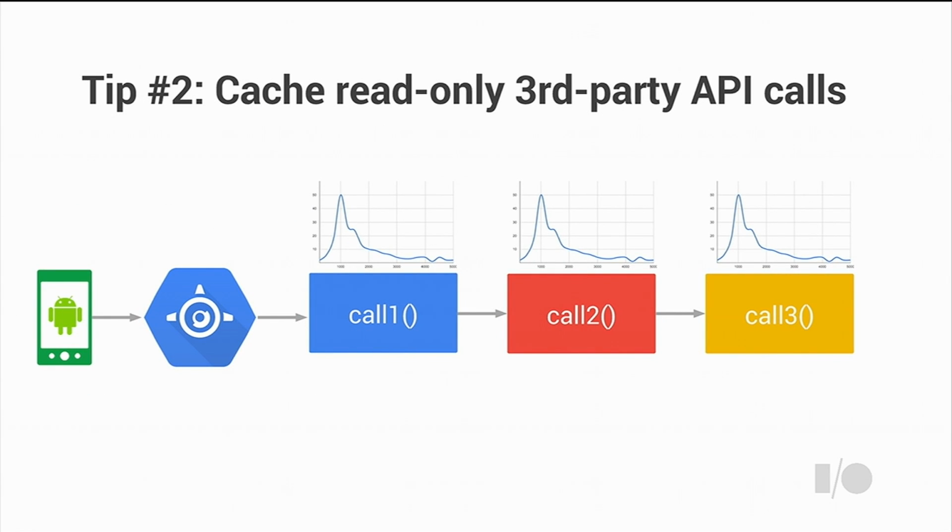Tip number 2. Cache read-only third-party API calls. The thing to remember is that if you're making a bunch of calls up to Facebook, Twitter, Google Maps, whatever, they have the same performance characteristics that your application has as well. So realize that for every 100 calls you make, 99% of them are going to be very fast, but there is a chance that a few of them are going to return very slowly. They could either time out or they could just take a long time to return to you because they have the same latency curves just like you do.